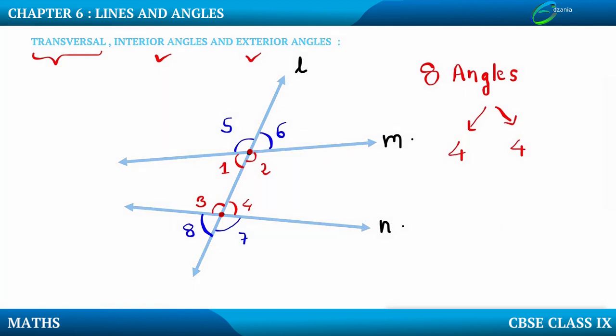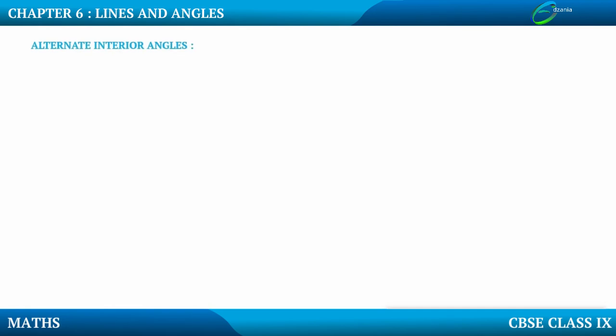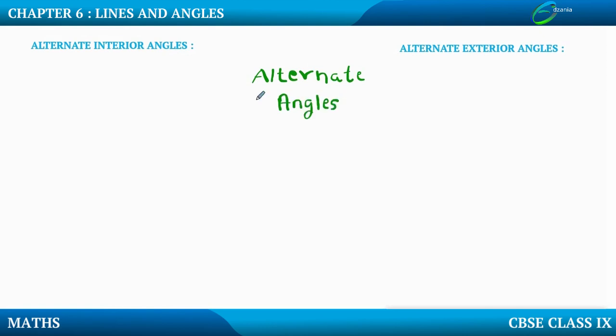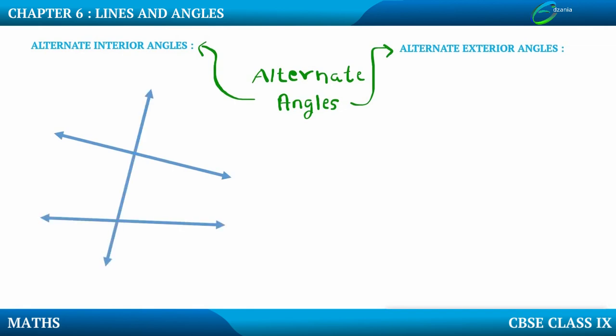Let us move on to the new topic. Alternate interior angles and alternate exterior angles. Basically, this type of angles are alternate angles. And alternate angles are of two types, alternate interior angles and the second type is alternate exterior angles. So again I need three lines first of all, that is two straight lines and one transversal. So this is the first straight line, this is the second straight line, here is a transversal.